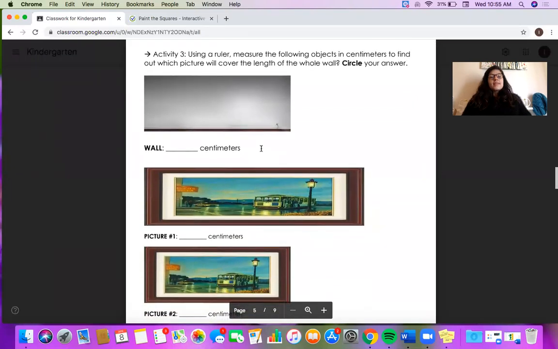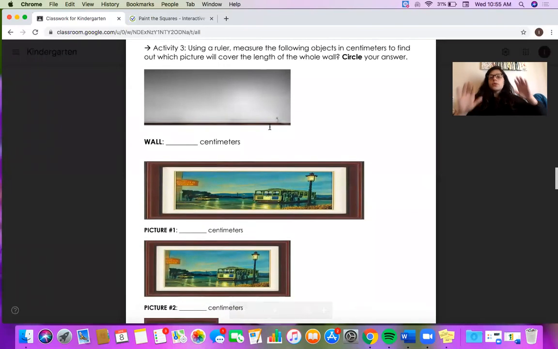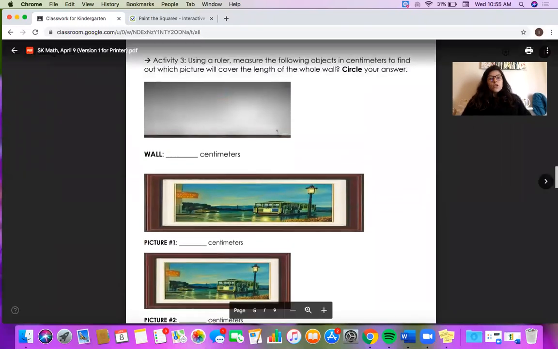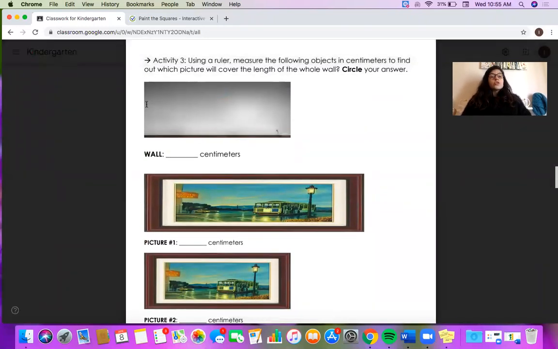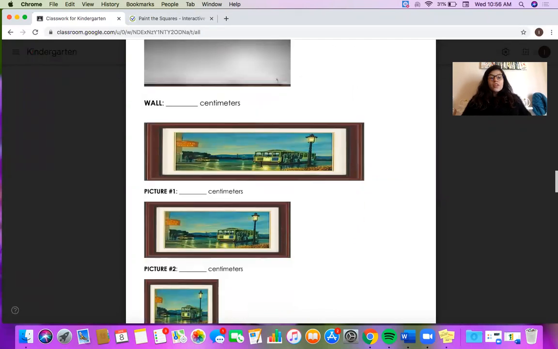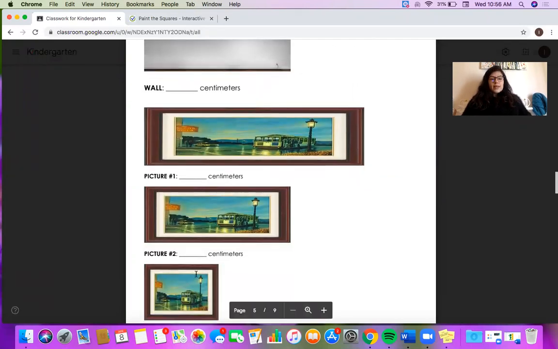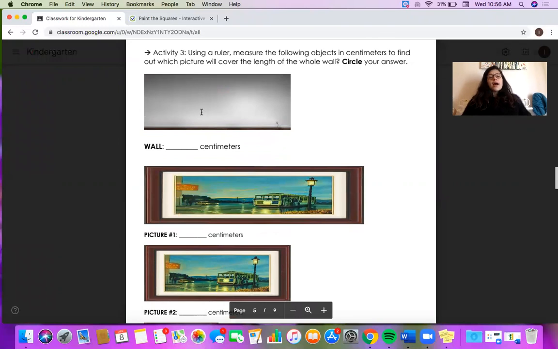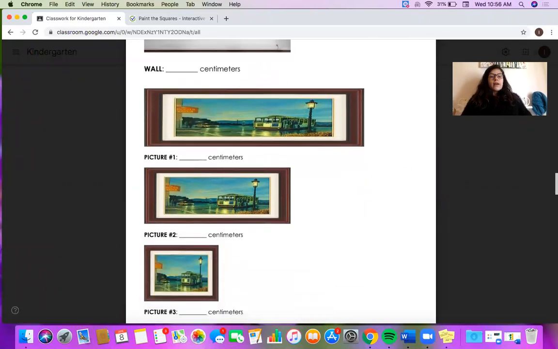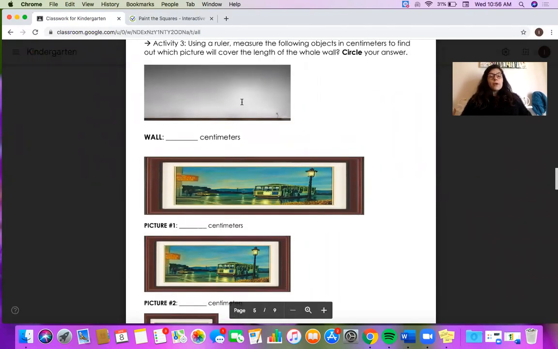All right. The next question is very, very similar. You are still a home decorator, but this time you want to cover this wall with a painting. So just like the first problem, you want to measure how long your wall is in centimeters and write down your answer here. Then you want to figure out which one of these paintings will cover the entire length of your wall. So you'll have to measure each of these paintings and then circle the painting that you think will fit perfectly on this wall, covering the entire length.